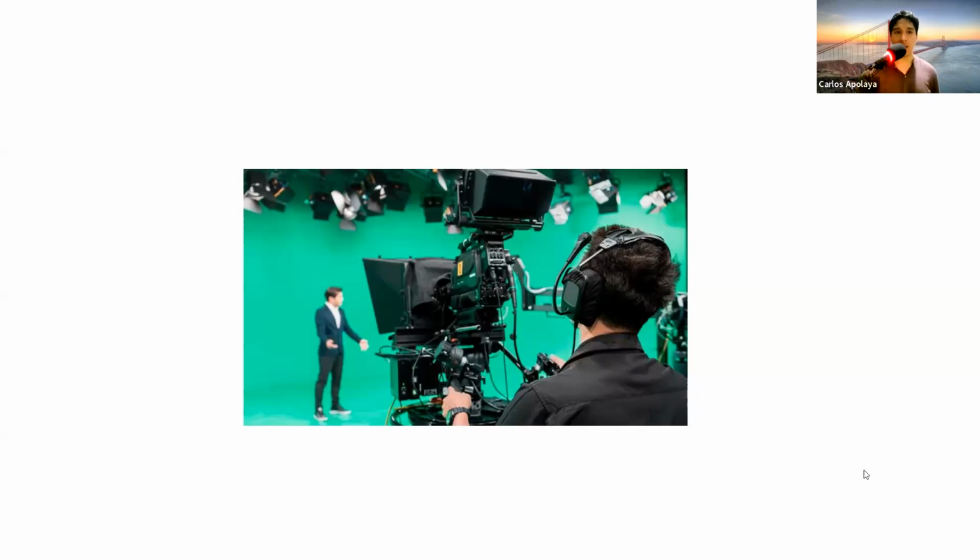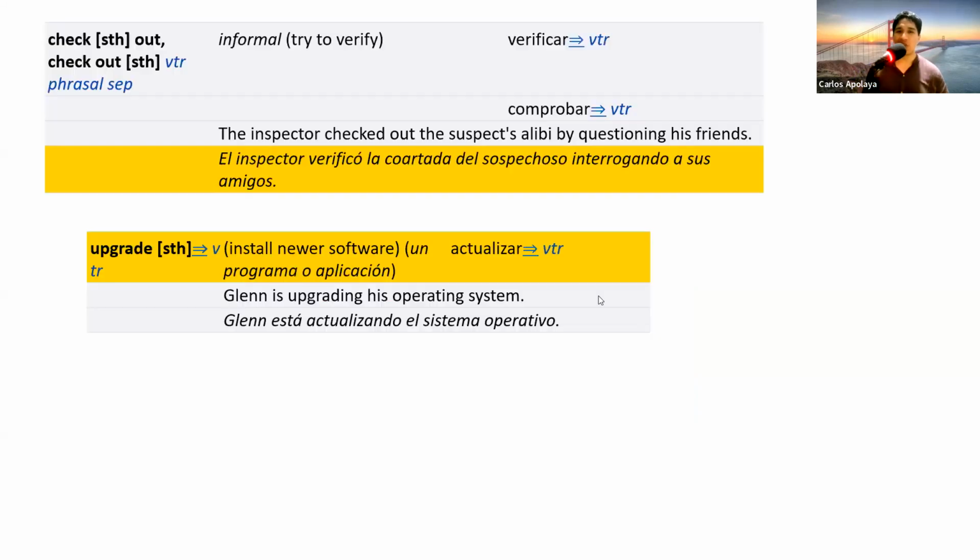Now let's practice these words and verbs. The first one is check something out or check out something. It is like in Spanish we have the verb, "oye, voy a chequear esto." What does chequear mean? To review, to see that something is working in the best way.